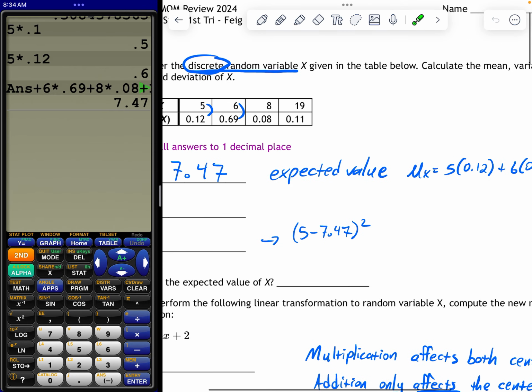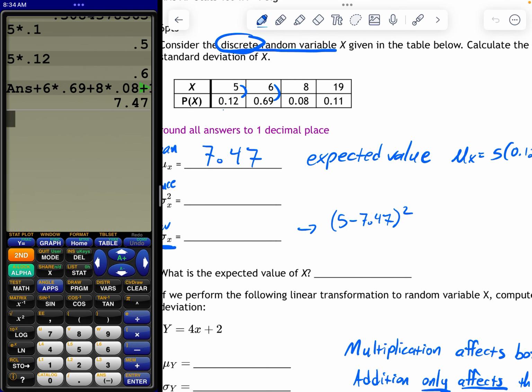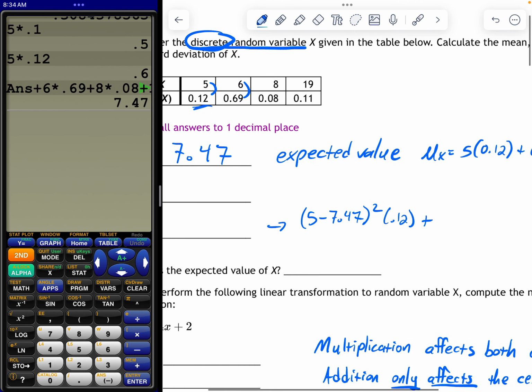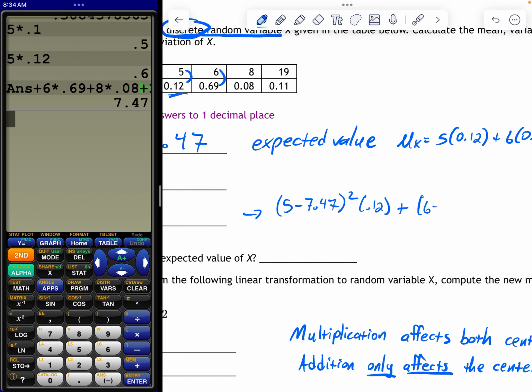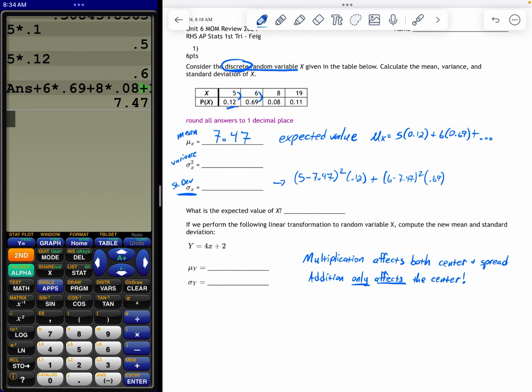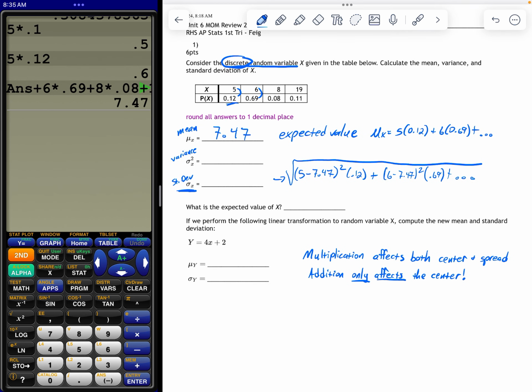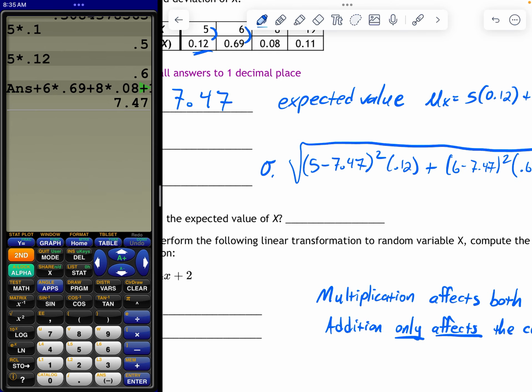That's the part I was blanking on for a minute. So the probability of that outcome is 12%, times 0.12. And then I would have to do that for all four outcomes. So for the second one, I would do 6 minus 7.47 squared times 0.69, okay? Then I would add up the last couple, and then for good measure, it all gets square rooted. So that would be your showing your work for sigma.